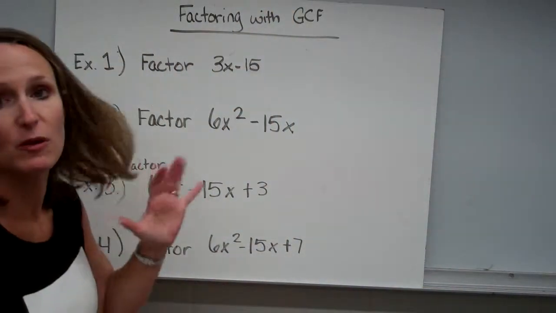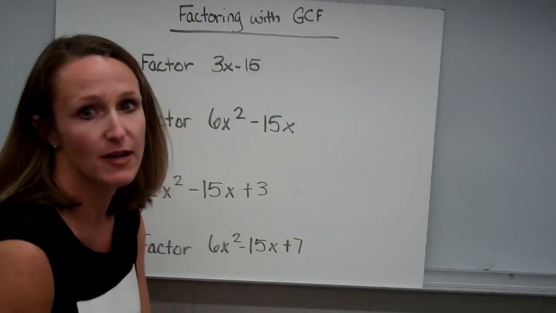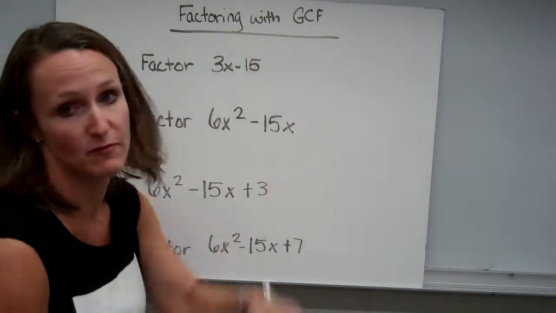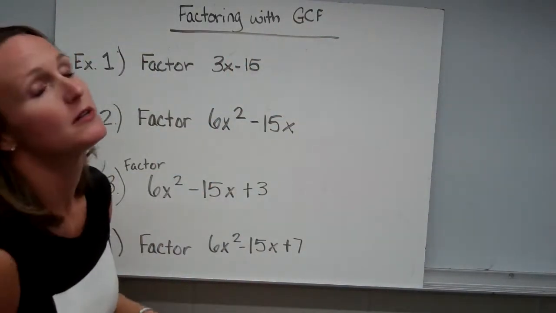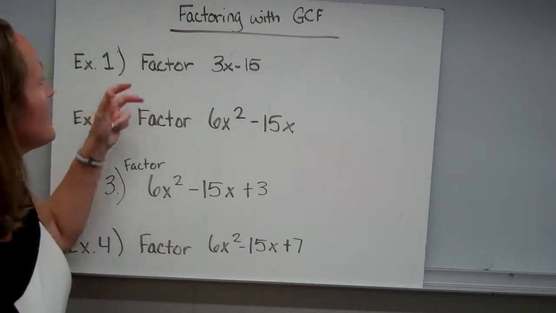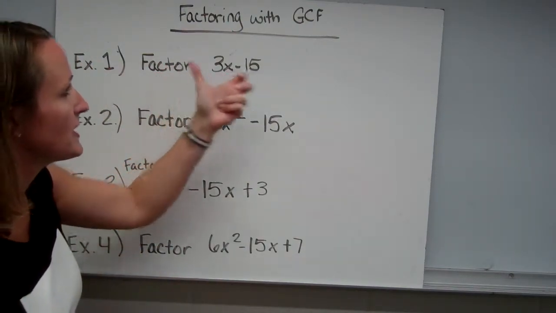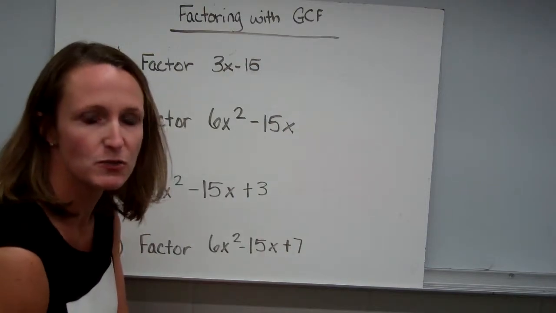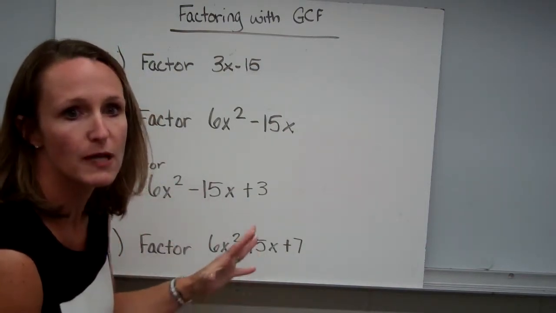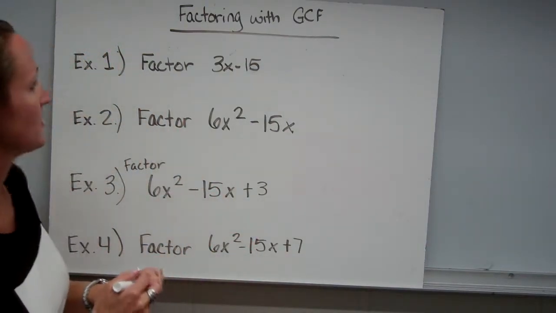Okay, so in this video we want to talk about factoring, and we're going to talk about factoring using the greatest common factor, or GCF. So let's look at some examples. For this one, we just want to factor 3x minus 15. So the best way to do this is figure out what do both of these have in common.